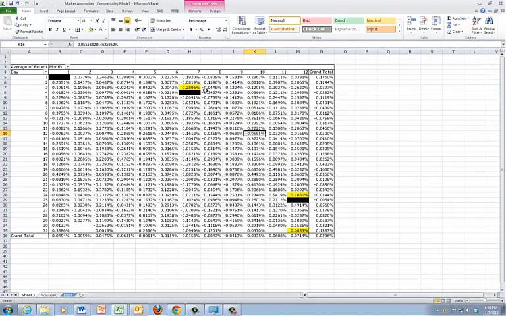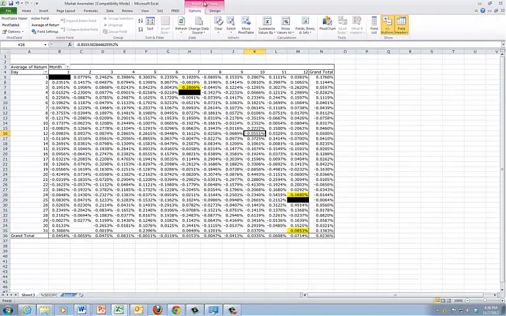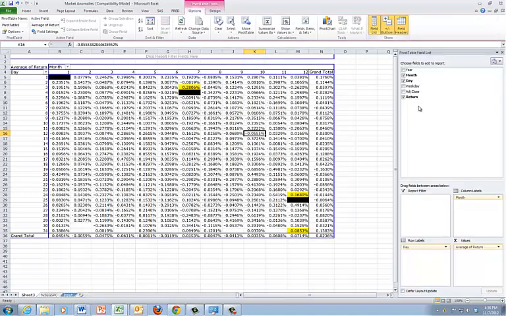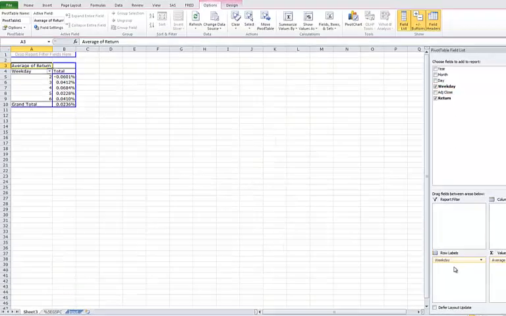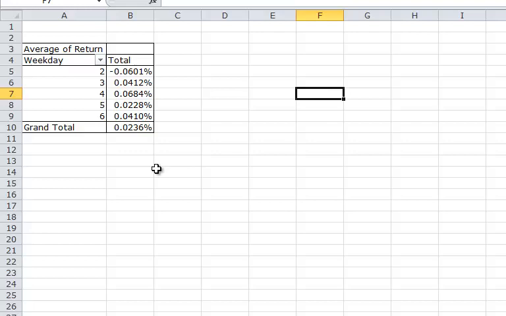It's easy enough to show you how to do the day of the week effect. So let me just go back into my fields. Now I don't want the month and I don't want the day. What I want is the weekday. Get rid of that. And now what do we have right here? Monday, Tuesday, Wednesday, Thursday, Friday. We can see the overall daily average, which you saw when I did the pivot table earlier. Overall sample average 2.36 basis points. Look at how terrible Monday is.